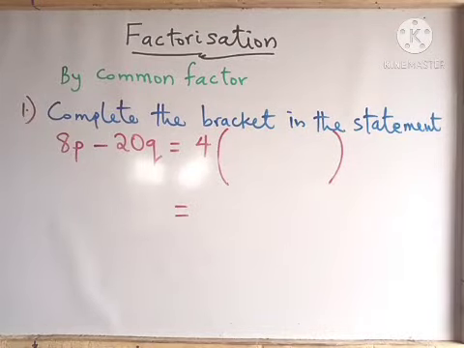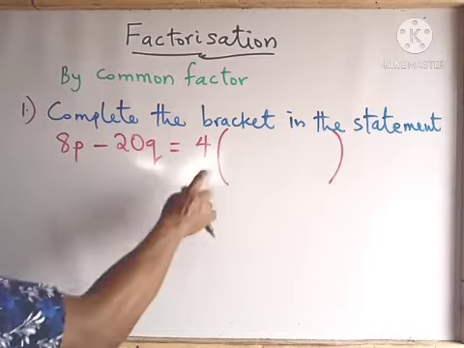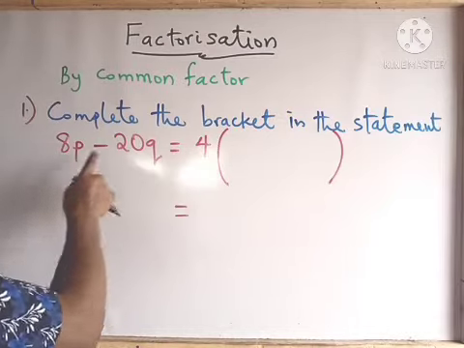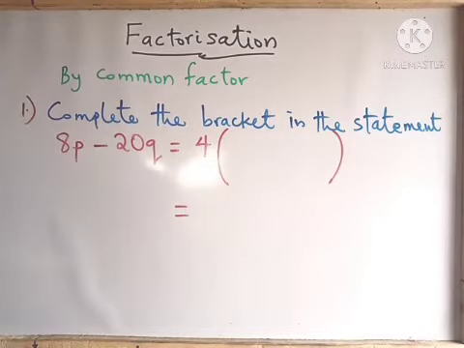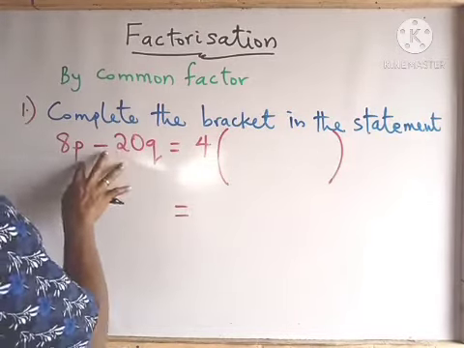Today, we shall be dealing with factorization by common factors. The first question says, complete the bracket in the statement 8p minus 20q equals 4, and we're given 4. This 4 is the common factor of 8 and 20. So let's write this expression in the bracket.